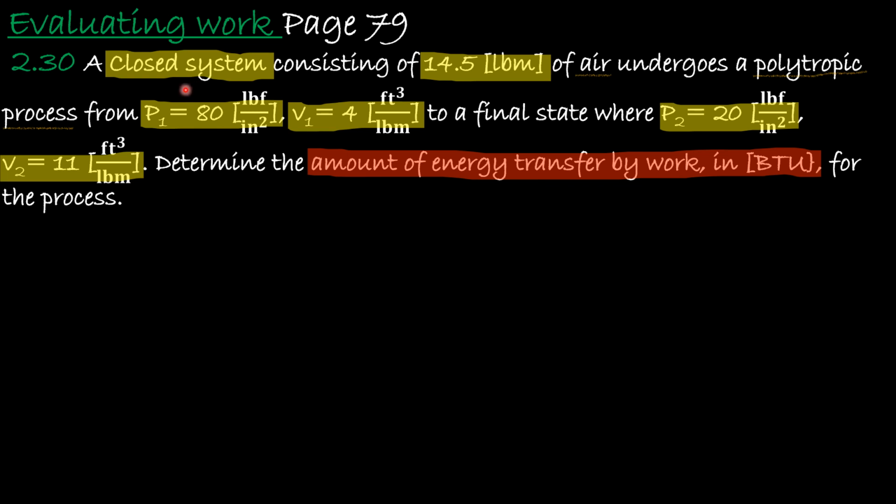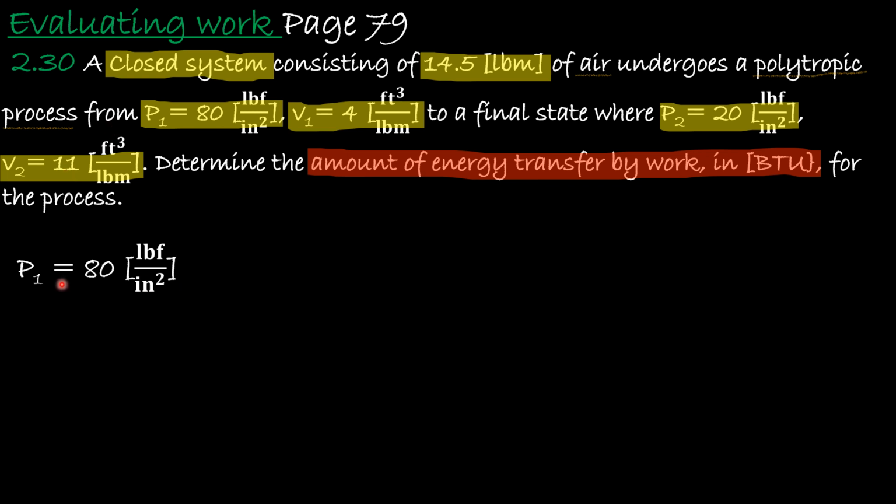So here we're dealing with a closed system that consists of this mass, which means this mass doesn't change. And here we're dealing with a gas that undergoes a polytropic process. Now the pressure at 1 is 80. The pressure at 2 is 20. So here what happened? The pressure decreased. So that tells us that we're dealing with expansion. And it goes from specific volume 4 to 11. So there is an increase. This tells us that we're dealing with an expansion polytropic process.